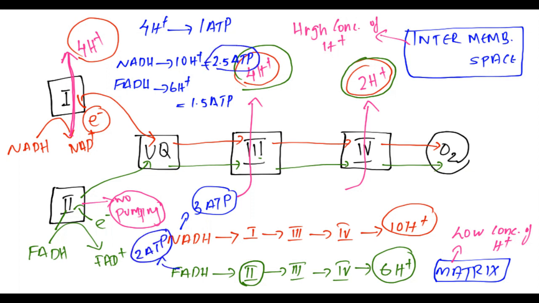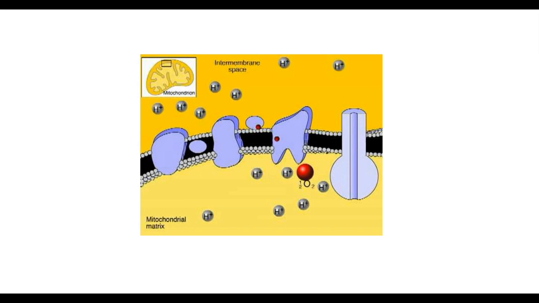But in actual practice, NADH will be giving only 2.5 ATP and FADH will be giving 1.5 ATP here. Let's see the details of ATP production here. We already discussed this figure. You know, this is a cross section of that mitochondria.